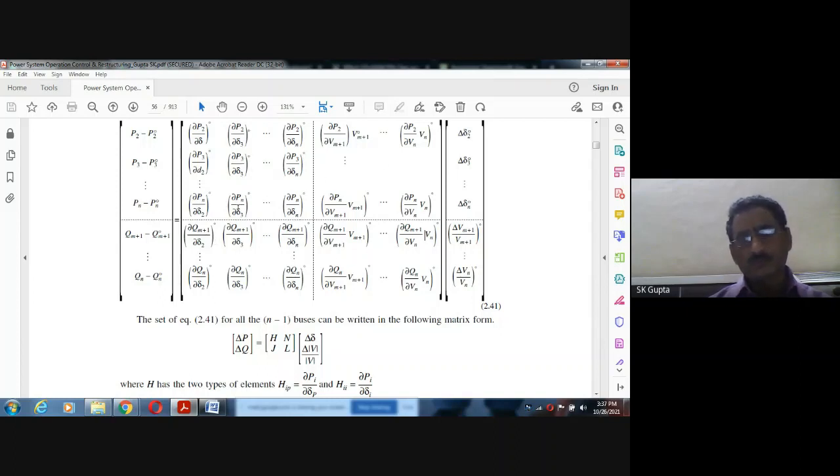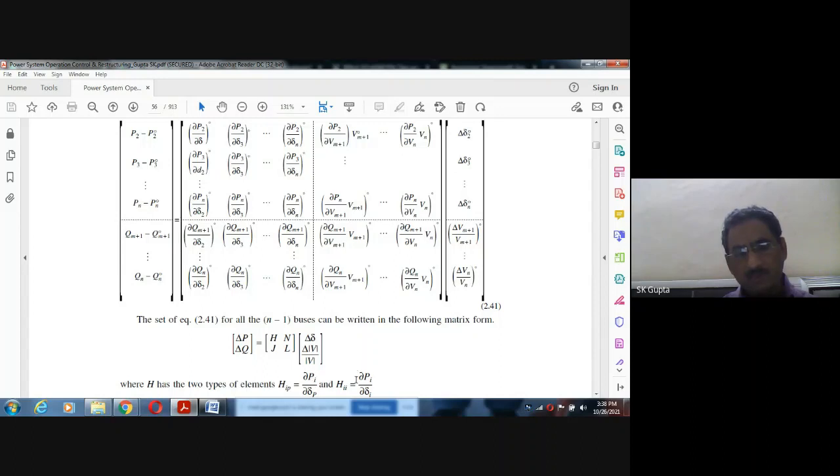Now, our intention is to find out these values. This is called the Jacobian matrix, and the sub matrices of the Jacobian are called H, N, J and L. This will be considered as H, this as N, this will be named J, and this will be named L. So H, N, J, L, and we know the size of these. What is H? (n minus 1) by (n minus 1), (n minus 1) by (n minus m), (n minus m) by (n minus 1), (n minus m) by (n minus m). So these are the sizes.